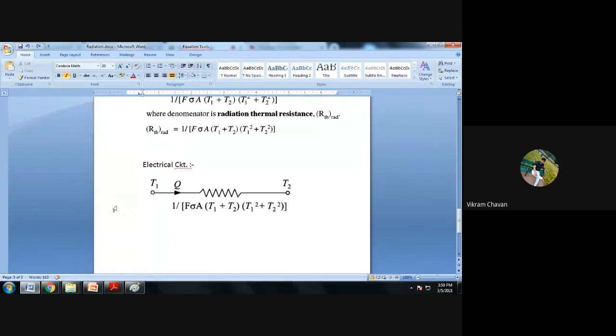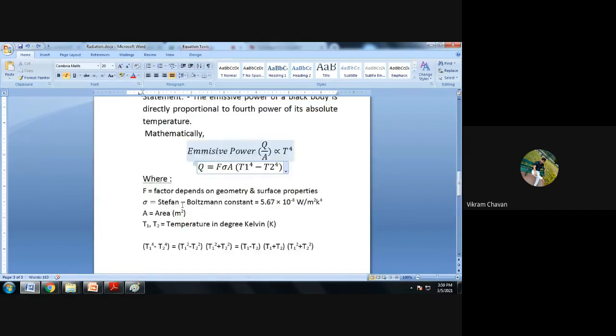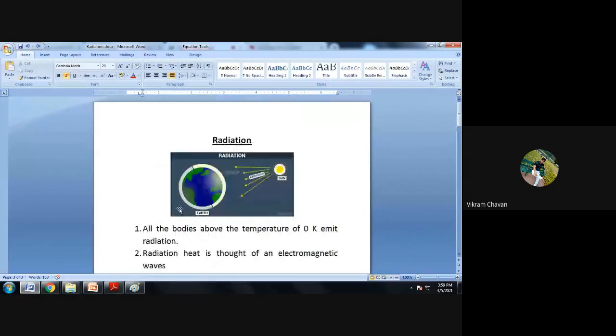3 into 10 raised to 8 meter per second, that will be the speed of light. So note down the points.